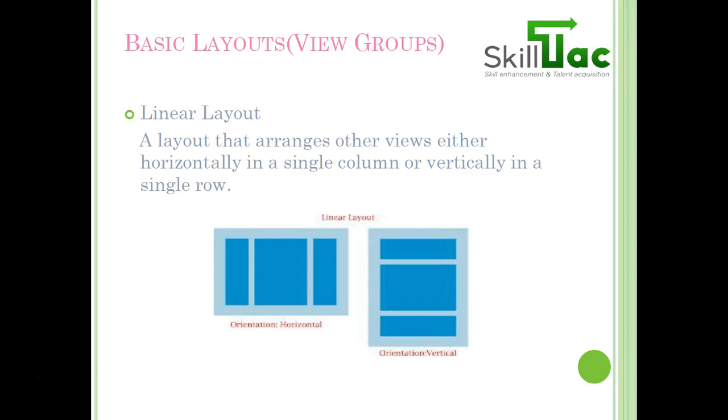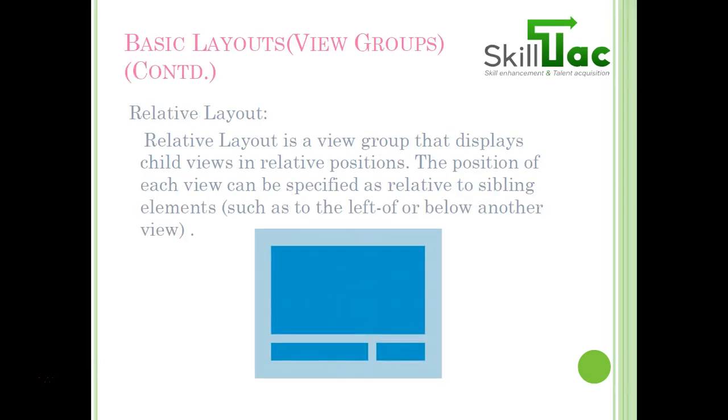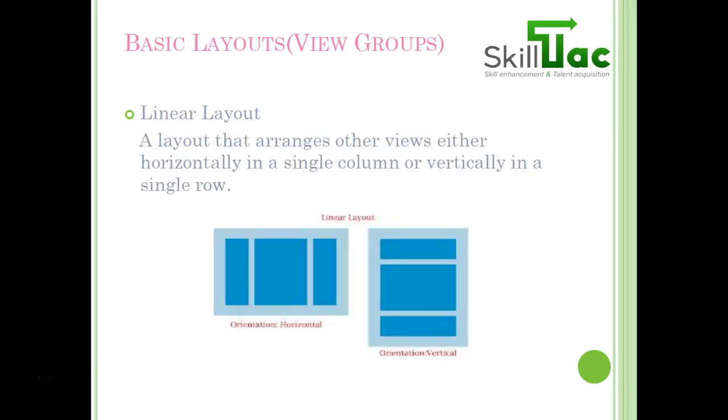Android has many view groups and many types of views, so we'll cover the main two here. First is the linear layout and the second is the relative layout. Let's start with the linear layout first. It is a layout that arranges other views either horizontally in a single row or vertically in a single column. So linear layout gives you the ability to arrange your views in either the horizontal or the vertical direction. That is the basis of linear layout.